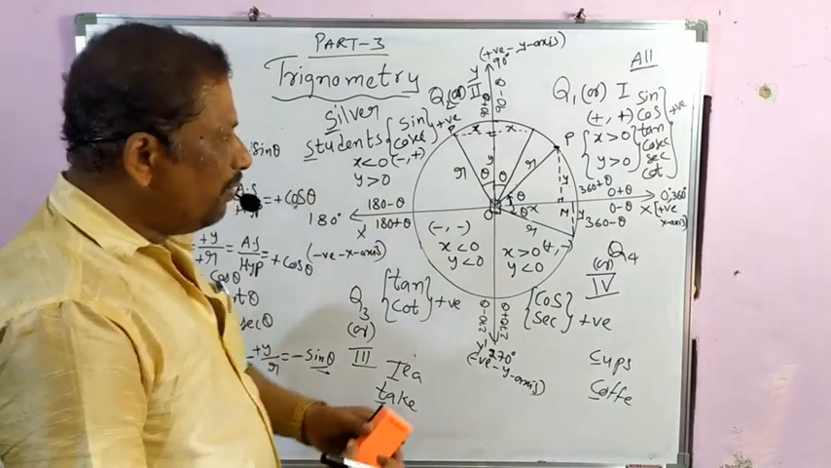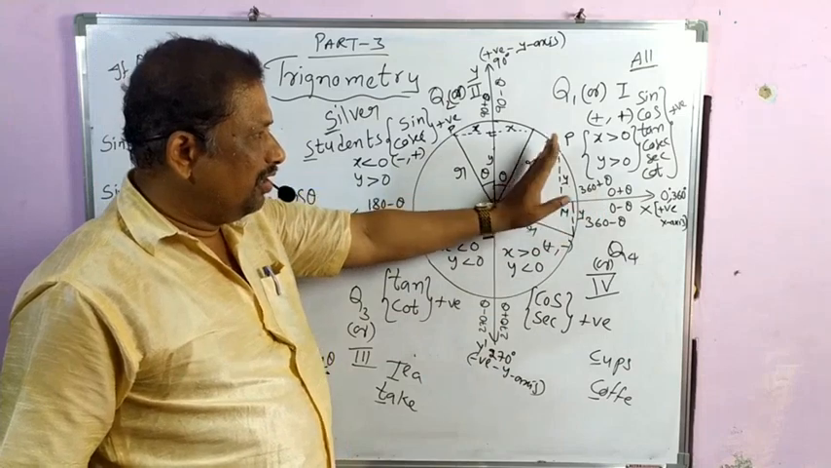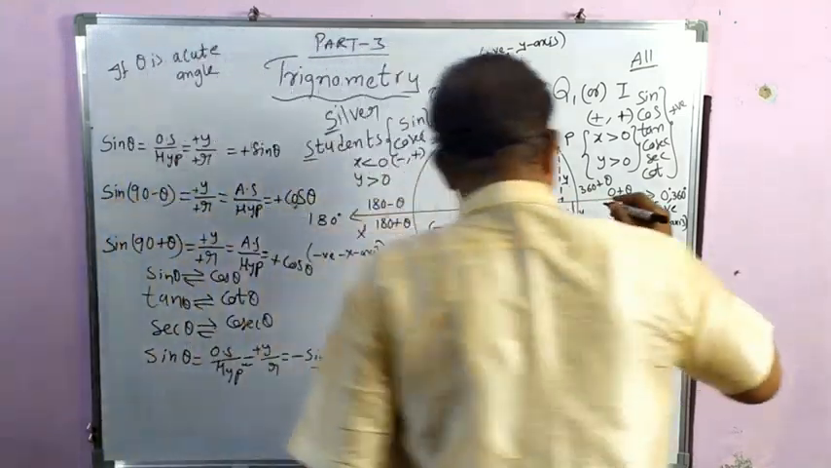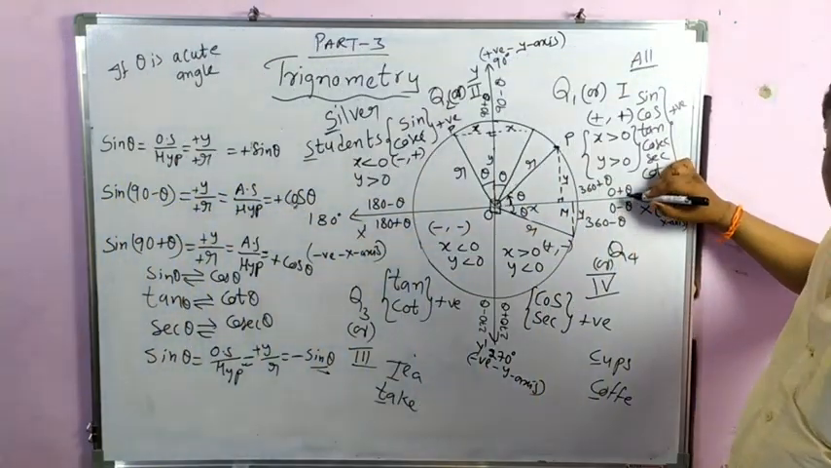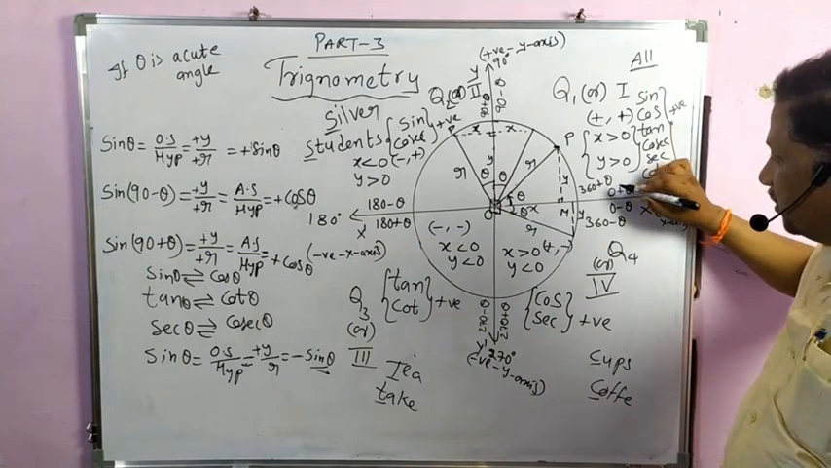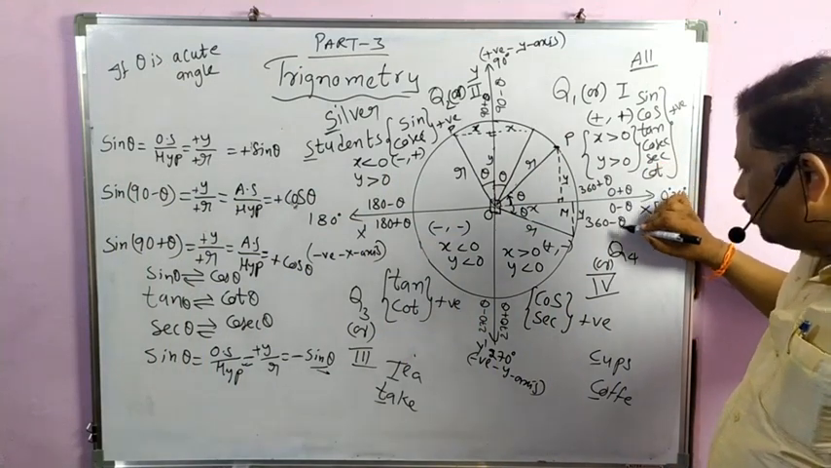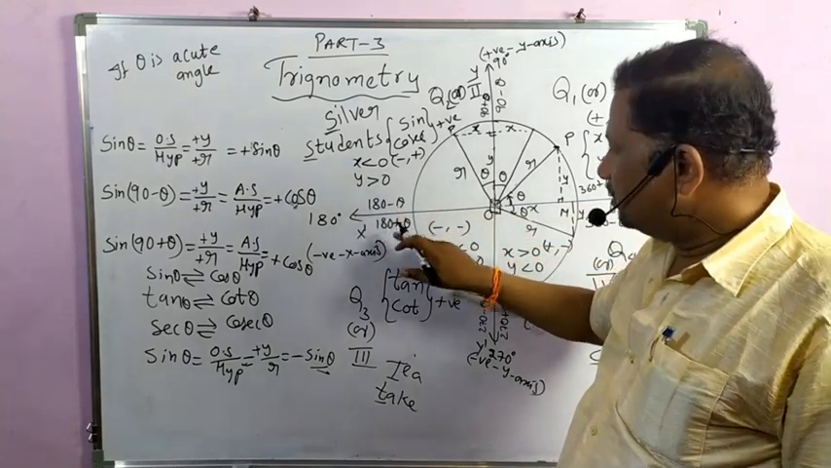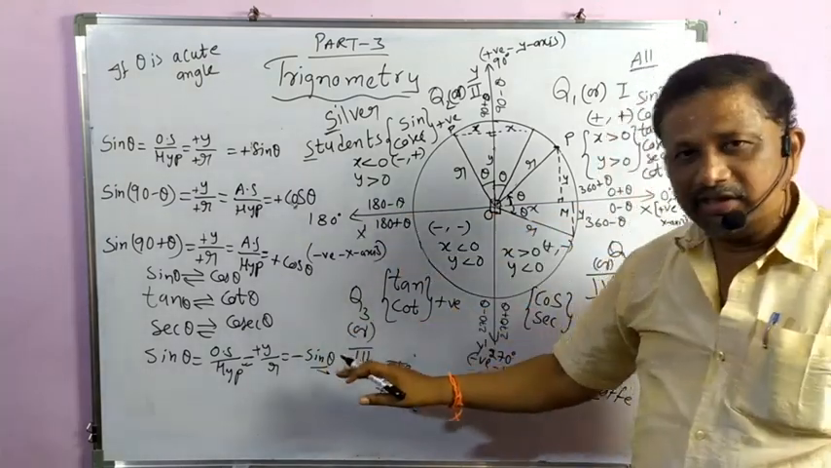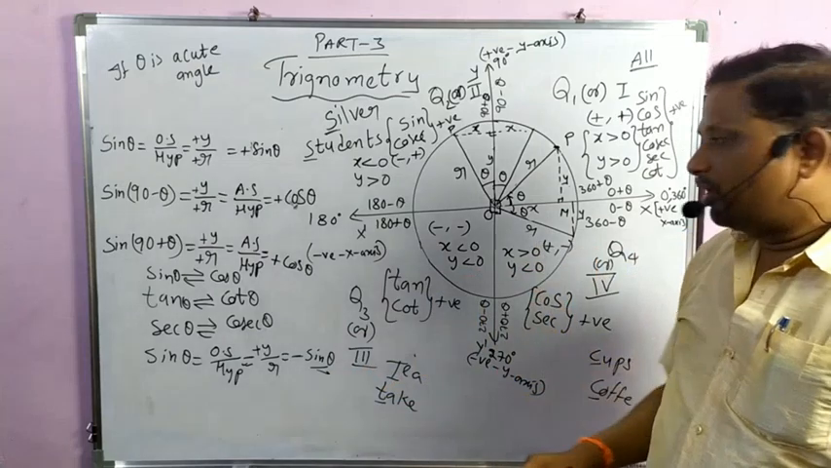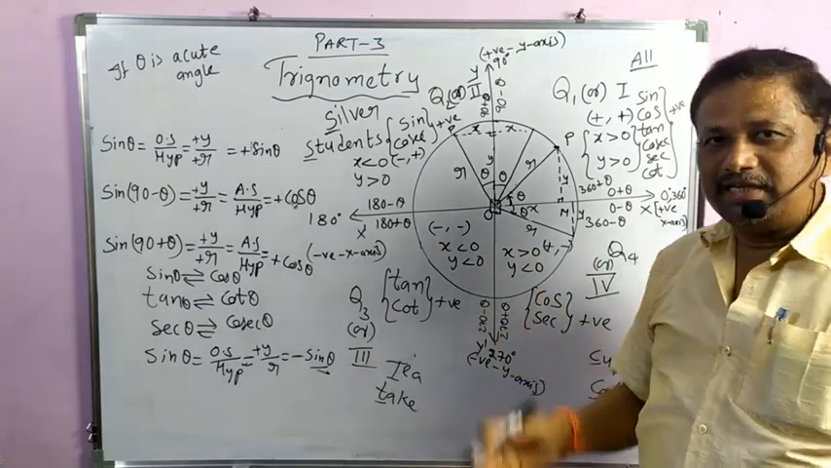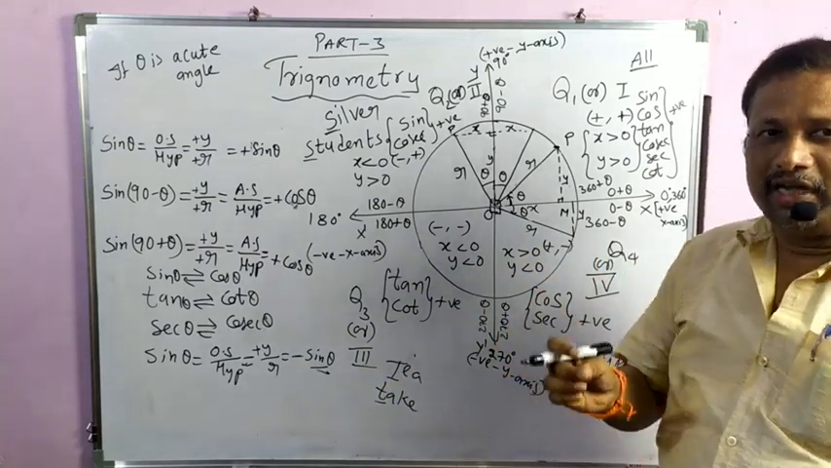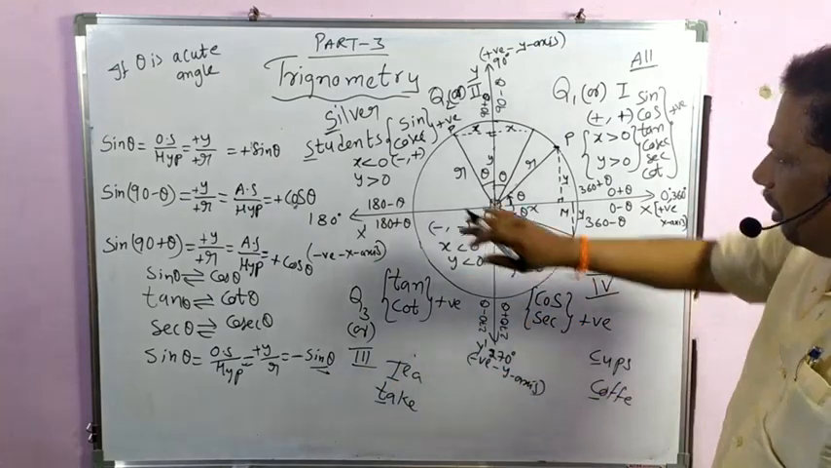So when you operate the trigonometric ratios on the x-axis like this, 0 plus theta or 360 plus theta, 0 minus theta or 360 minus theta, or 180 minus theta or 180 plus theta, the ratios do not change. Ratios will come as they are, but the plus or negative signs may change according to the quadrant.